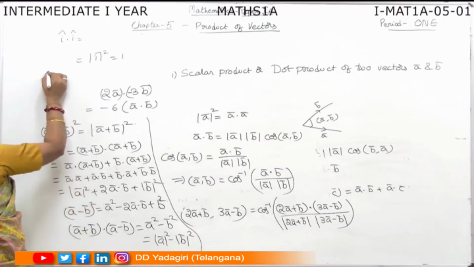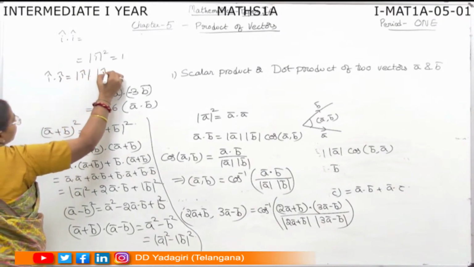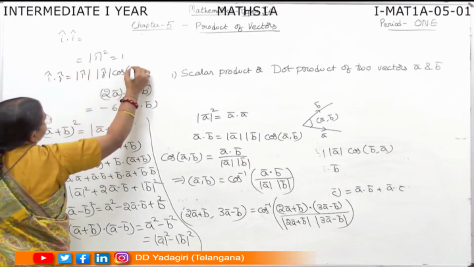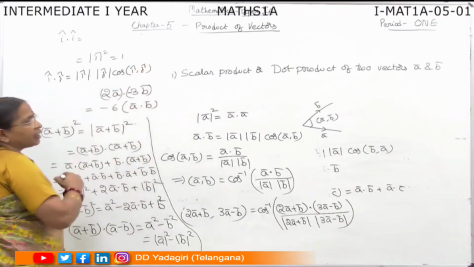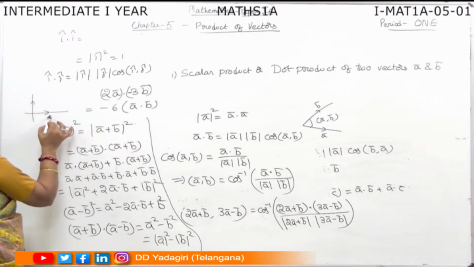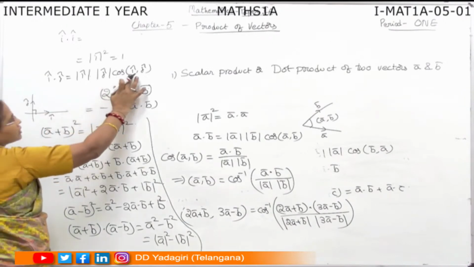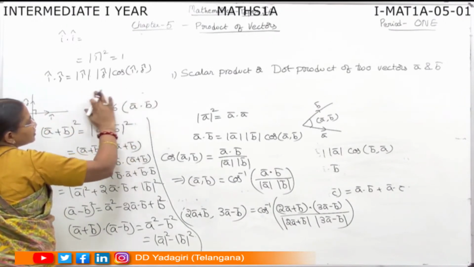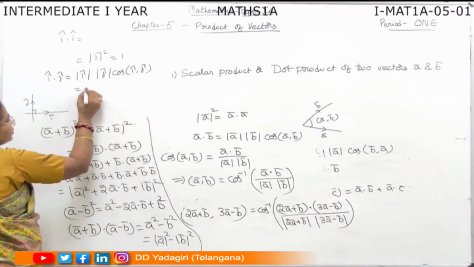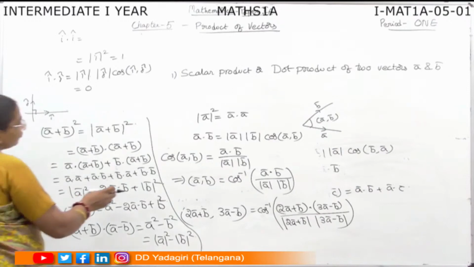Next, i dot j. According to the definition, it is mod i into mod j into cos of angle between i and j. What is angle between i and j? i is along x-axis, j is along y-axis. The angle between them is 90 degrees. So cos of 90 degrees, cos 90 is 0. So i dot j is 0. Similarly, j dot k is 0, k dot i is 0. i dot i is 1, j dot j is 1, k dot k is also equal to 1.